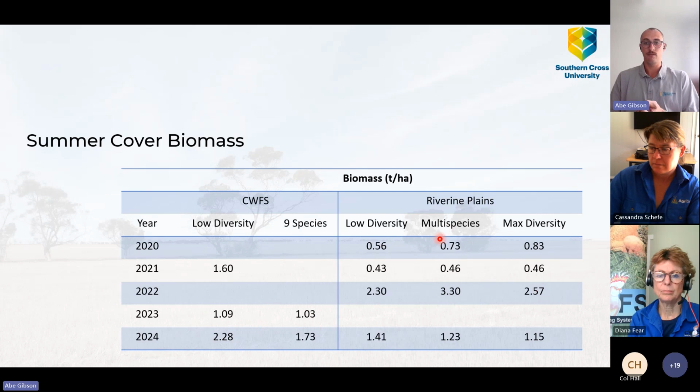But you can see at Riverine Plains really limited biomass production from summer cover crops in the early years. And it's simply a climate thing. At these sites, you do have rainfall spread really evenly throughout the year, but you have really high evaporative demand in that summer period. And it just makes it really hard to grow reliable biomass for that summer cover crop year on year.